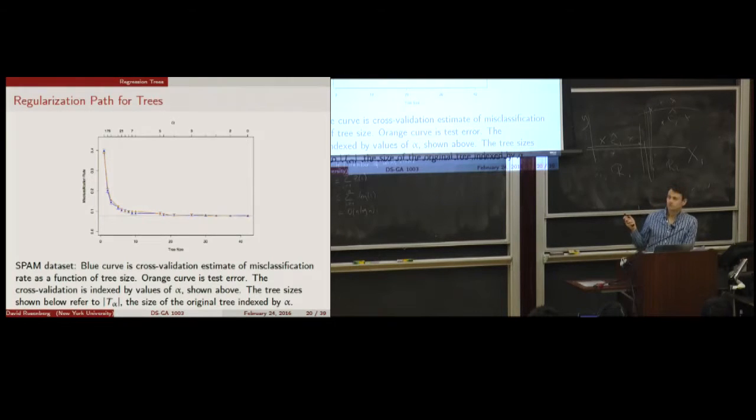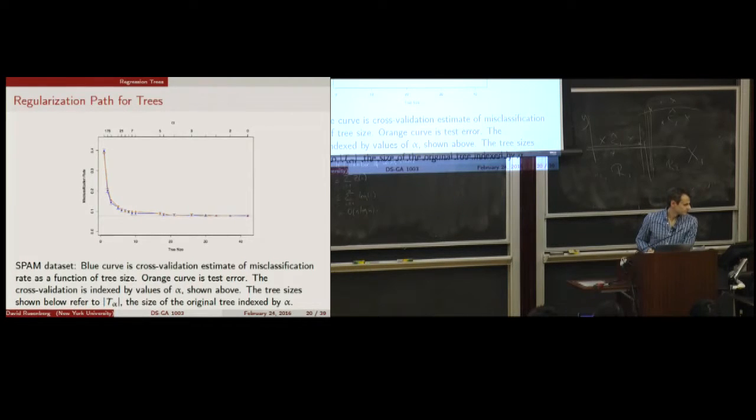What are the numbers on the top? Yeah, so these are alphas. An alpha is how much we're penalizing the size of the tree. So a big penalty, 176 for alpha, corresponds to a very small tree, and a small alpha is the full tree.